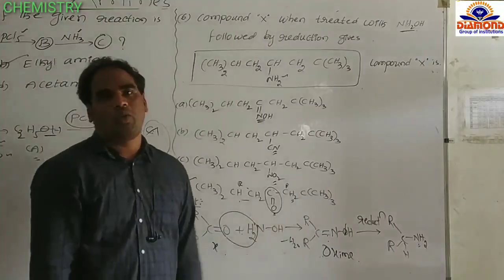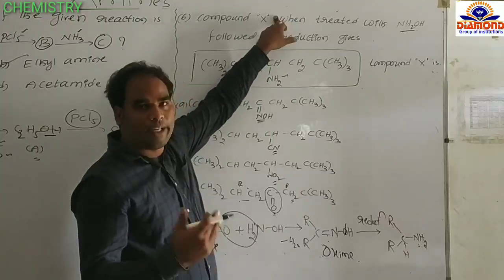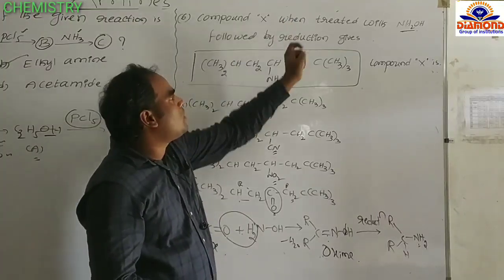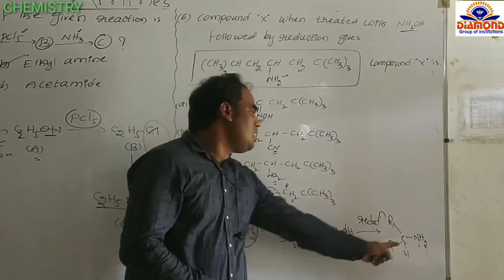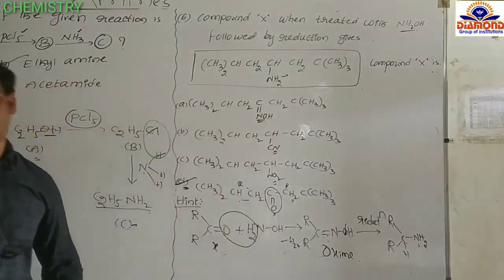Why D, students? Because hydroxylamine reacts with ketone and forms ketoxime. That ketoxime undergoes reduction and forms an amine, an NH2 compound. Therefore, D is the correct answer.